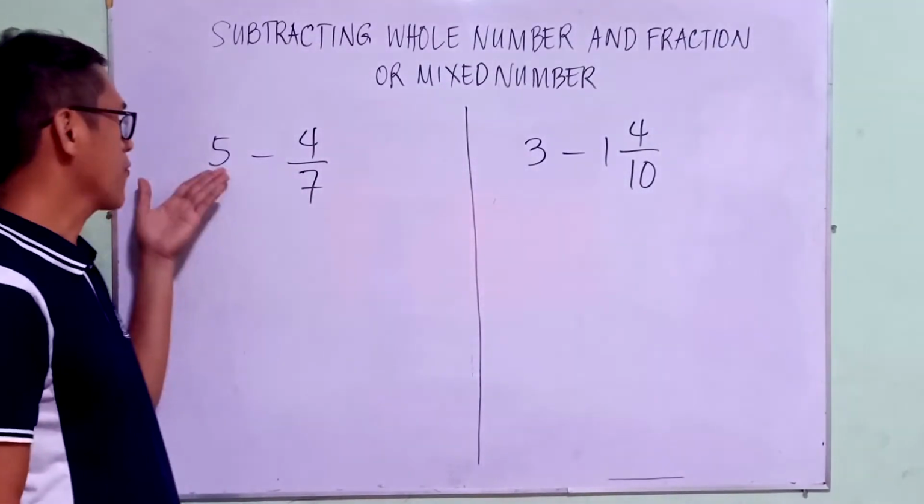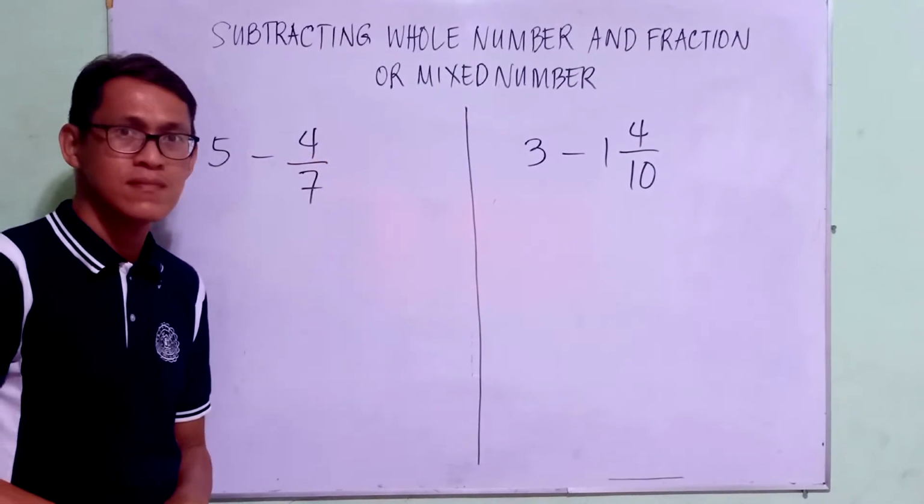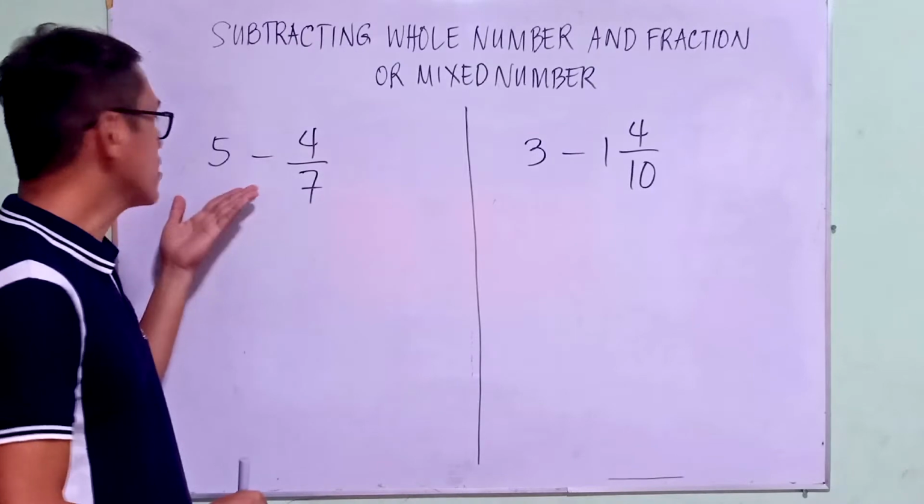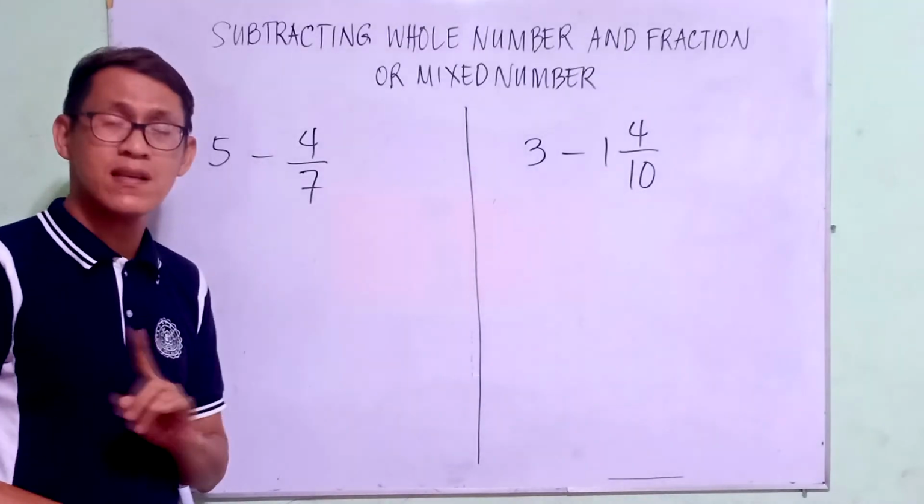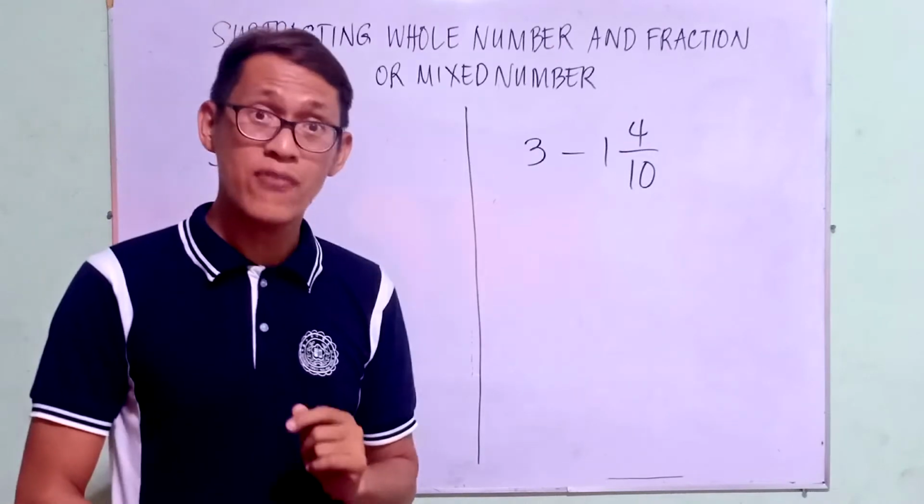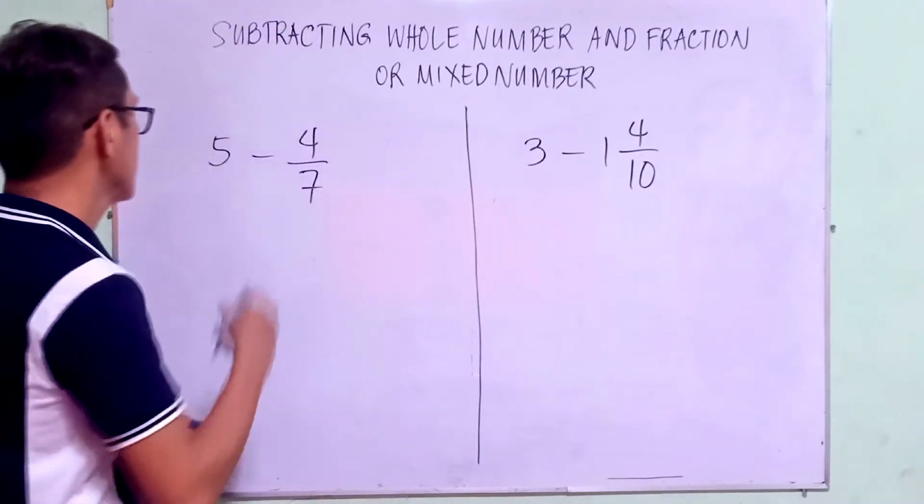Now let's start subtracting a whole number and a fraction. Can I subtract 5 minus 4? No, that's not possible. What you will do is simply borrow 1 from 5 and change that 1 to a fraction. Let's do it.